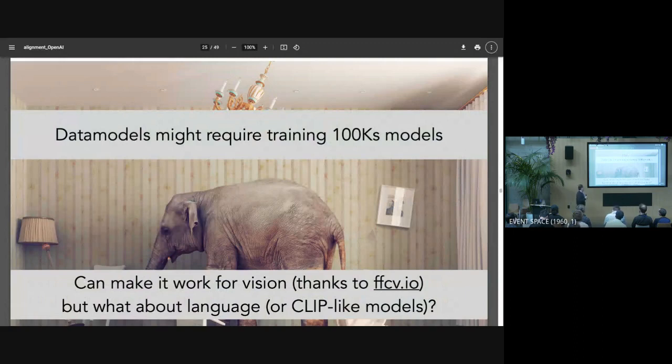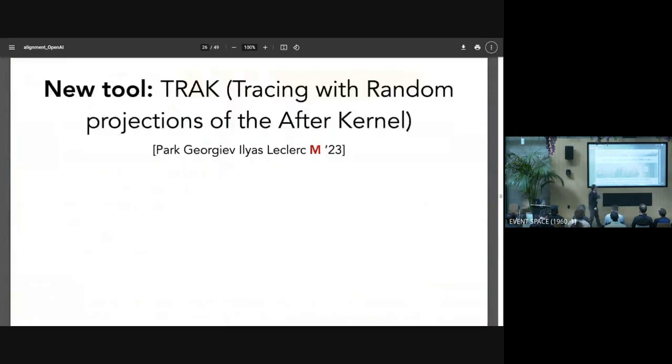We definitely made it work for vision, thanks to some libraries that we wrote. But what about language models? What about large language models and CLIP-like models? That definitely will not cut it. If OpenAI can train 100K large language models, I want to work there, I guess. So anyway, that will not work. So what can we do next?